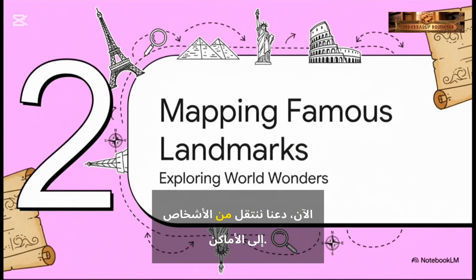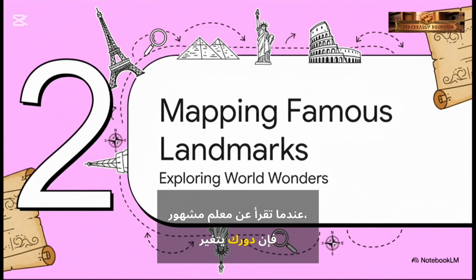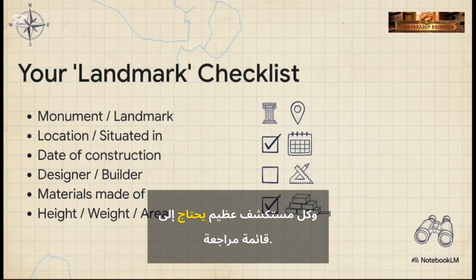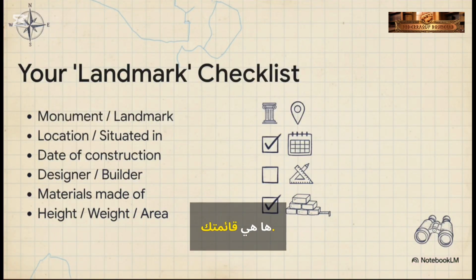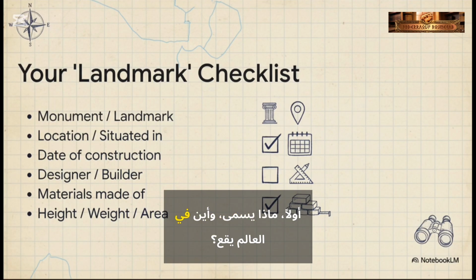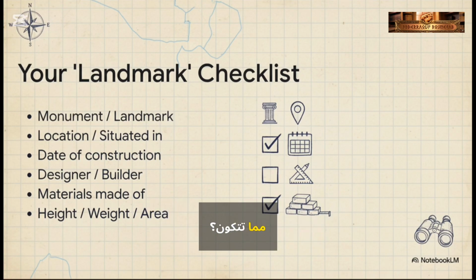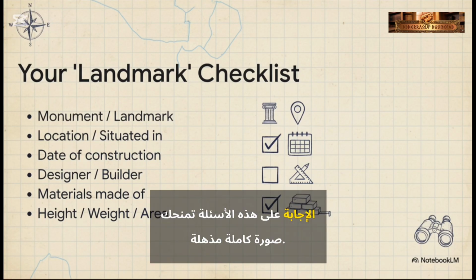Next, let's switch gears from people to places. When you're reading about a famous landmark, your role changes a little bit. You go from being a detective to being an explorer, and you're basically creating a blueprint for some amazing structure. And every great explorer needs a checklist, right? Here's yours. First, what's it called, and where in the world is it? Then you look for the timeline. When was it built? Who was the genius behind it? After that, get into the nitty-gritty. What's it made of, and what about its size? How tall is it? How big is it? Answering these questions gives you this incredible complete picture.